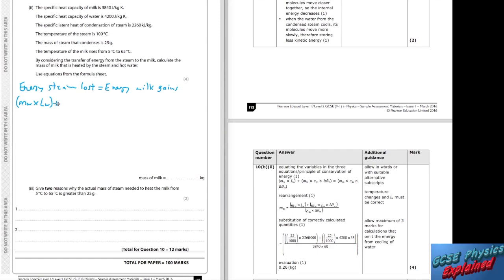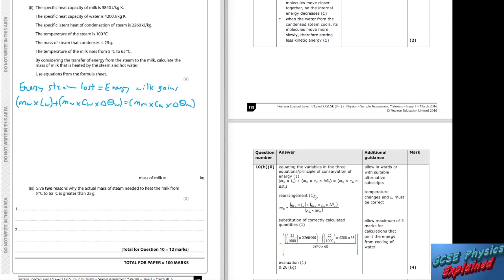Now we need to add that to the amount of energy required to get the temperature of water to change. So you can see that's the mass of the water times by the specific heat capacity of the water times by the temperature change of the water. And that's going to equal, now the milk doesn't change state, so we just need to know the mass of the milk, the specific heat capacity of the milk, and the temperature change of the milk. So that's where this comes from.